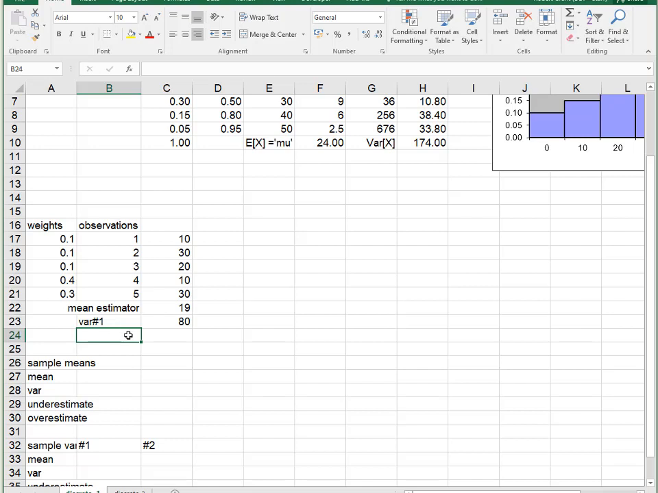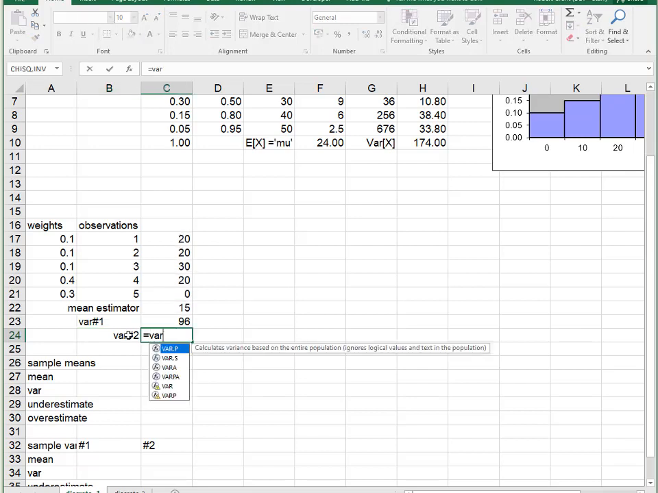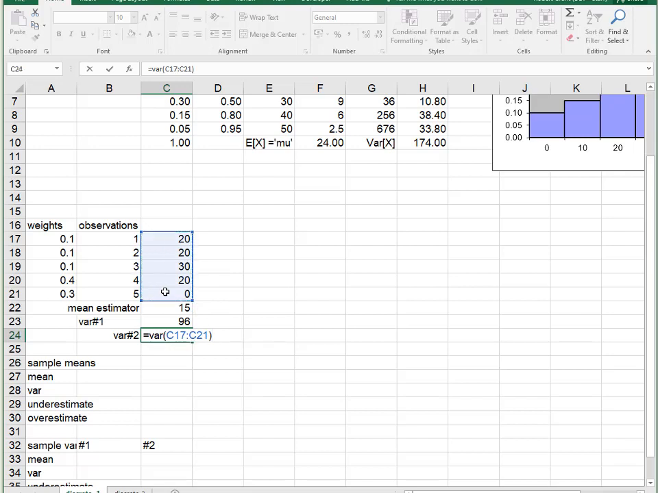The second one is var like that, just var. When you put just var, it assumes you mean the sample variance, so it's going to divide by 4 in this case. But you should know how to calculate this one and this one for just a few numbers.